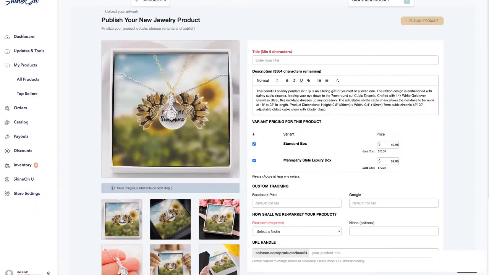I'll just give you a quick example here of this love knot necklace. You can see here that there are two different variants on this product. There's the standard box or the mahogany style luxury box, and the base cost is more for the mahogany. So that's what I mean by that.